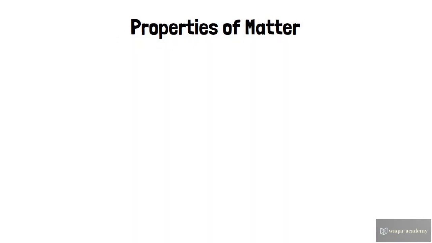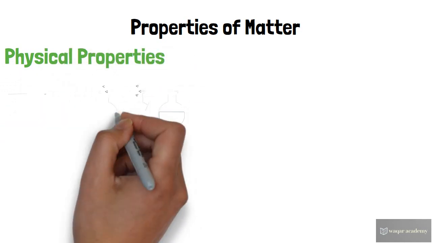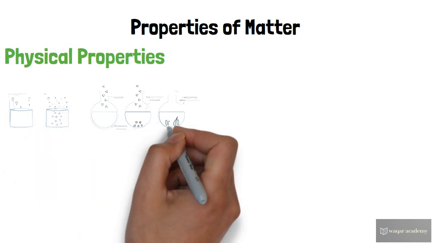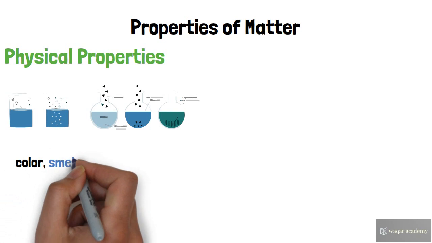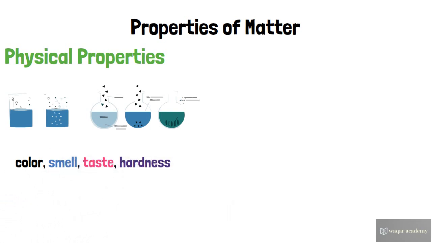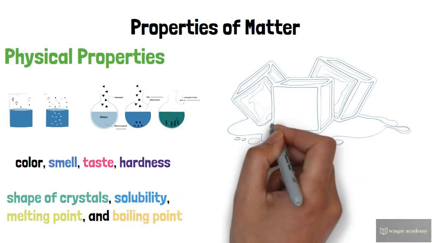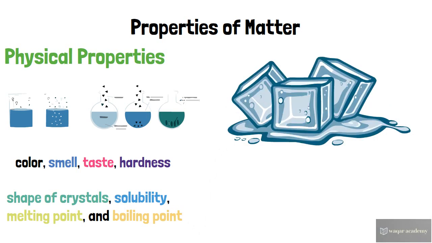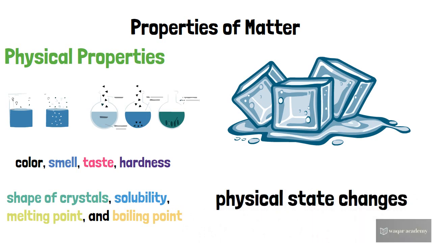Properties of matter. Physical properties. These properties are associated with the physical state of a substance and include characteristics like color, smell, taste, hardness, shape of crystals, solubility, melting point, and boiling point. Physical properties do not change the chemical composition of a substance. For instance, when ice melts to form water, only its physical state changes while its chemical composition remains the same.